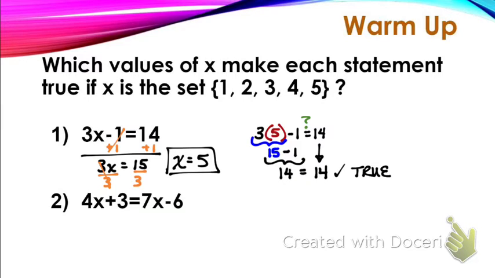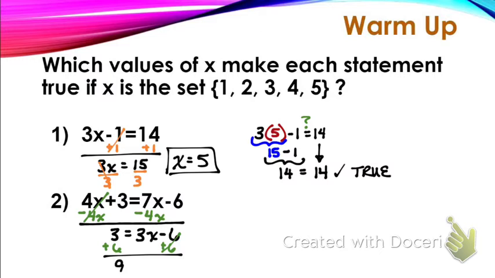3. X is 3. First thing I would do on this one is get my x's to the same side. So I would subtract 4x from both sides. I'd get 3 equals 3x minus 6. Then I would add 6 to both sides. So 9 equals 3x. And then I would divide both sides by 3. And so I get x equals 3.